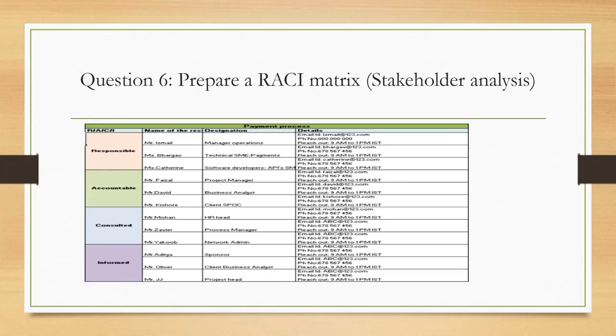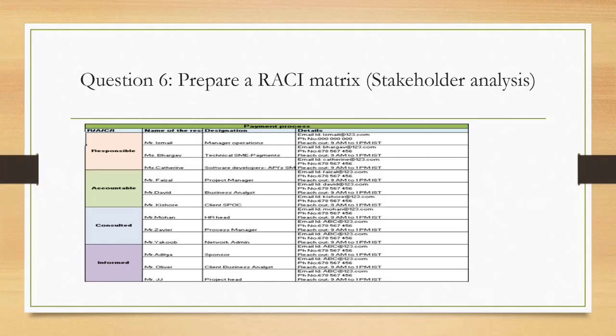So we will create a table in this way. For example, the responsible persons are the resources, like the project manager and the business analyst. These people are responsible for delivering this project in time, along with the development team. And accountable would be the business analyst, project manager, and client SPOCs.